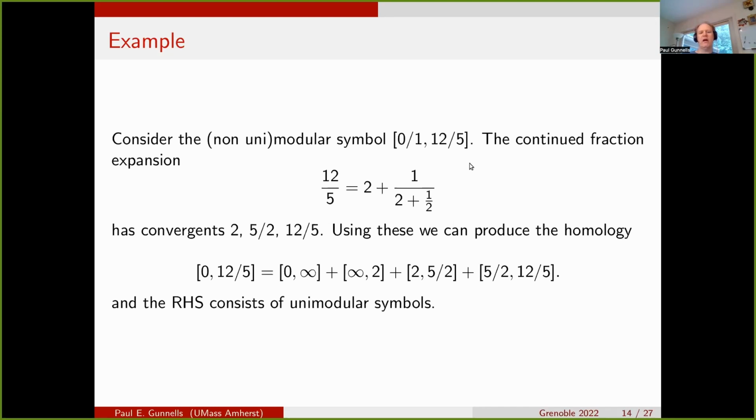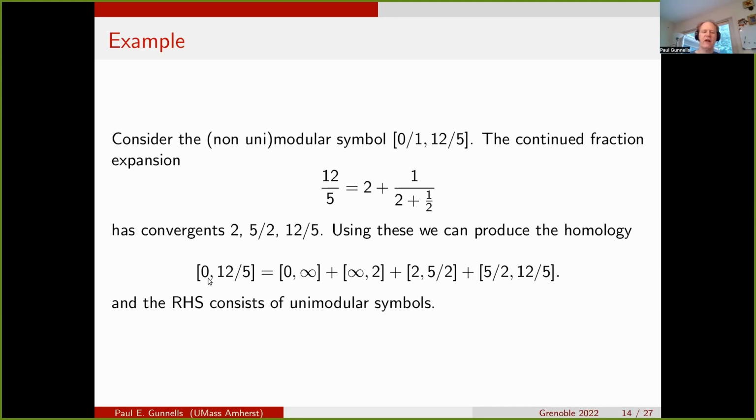And then we just write down the standard list of unimodular symbols using those convergents. Okay, so the first two just involve the cusp at infinity just to get us off the ground. But then after that, this is always what happens here. We plug in these convergents in pairs like this, and we've made a bunch of unimodular symbols. Okay, and it's clear geometrically that this is the homology. I mean, why is it?